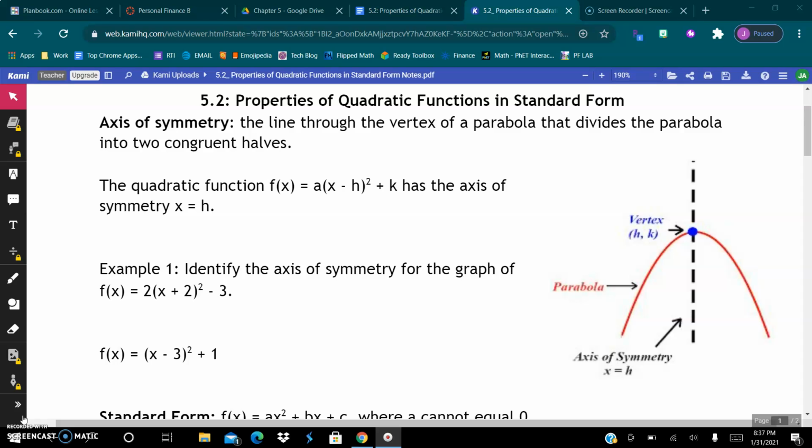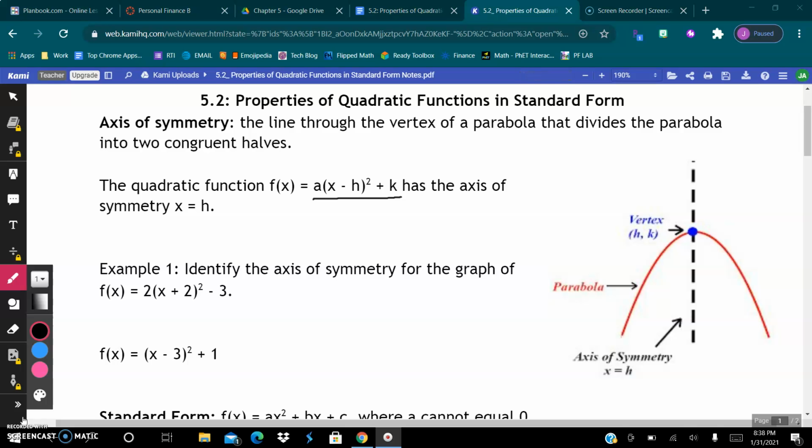In other words, if you took the parabola and folded it in half and opened it back up, the line that would be formed on your paper would be the axis of symmetry. Now, in vertex form, remember we talked about this formula last week. The axis of symmetry is the value of h. That's where it's telling you on the x-axis where that line of symmetry is. So when you have something in vertex form, it's very simple to find the axis of symmetry. When it's in standard form, we have a little bit more work to do.